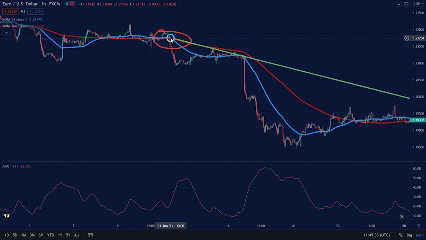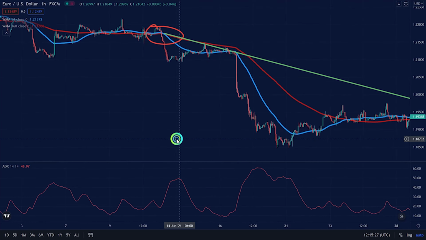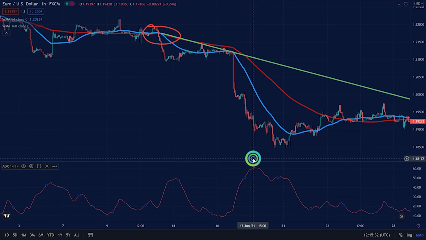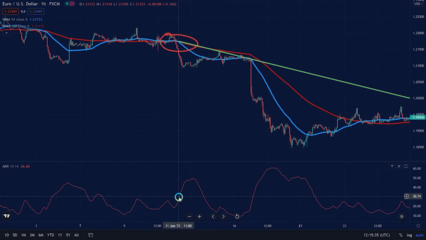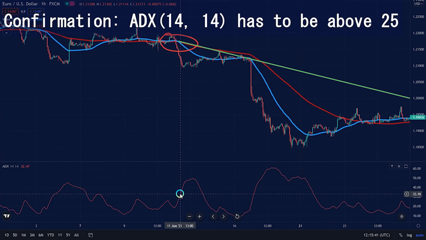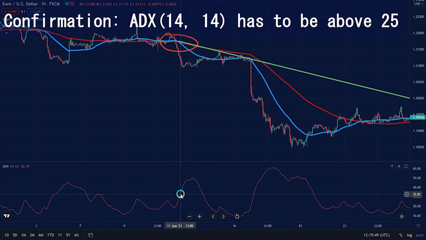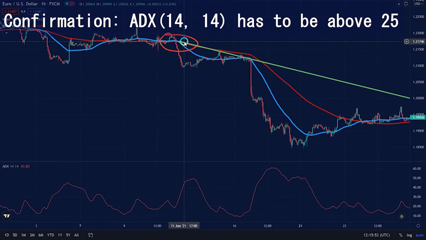And we have, of course, a second condition as well, because our first condition here is just great, and that is when the ADX, that is 14 period, smoothing and 14 length, when it is above 25. So when the VMA cross happens to the downwards direction, the ADX has to be above 25. This is really important for the strategy, so don't forget to actually implement it and follow this condition as well.